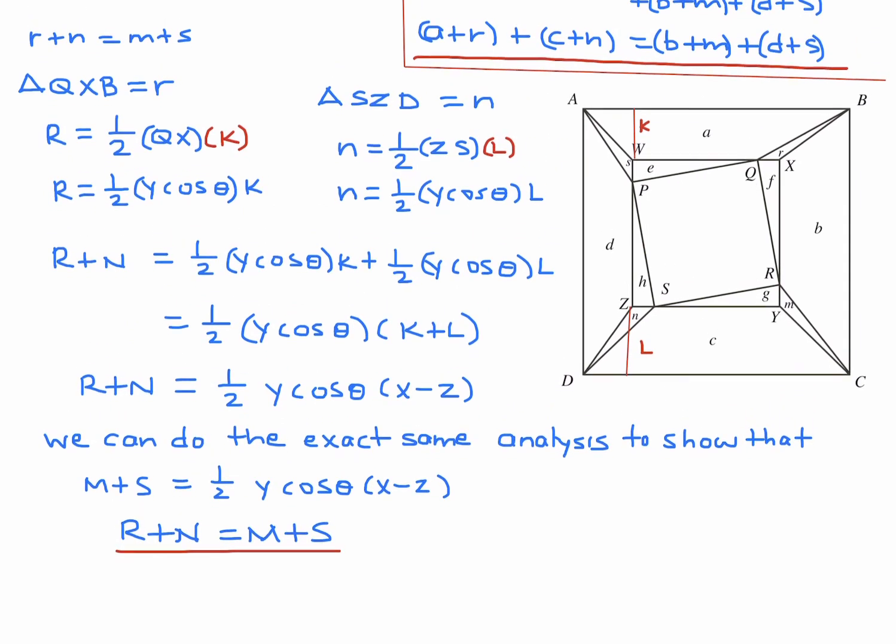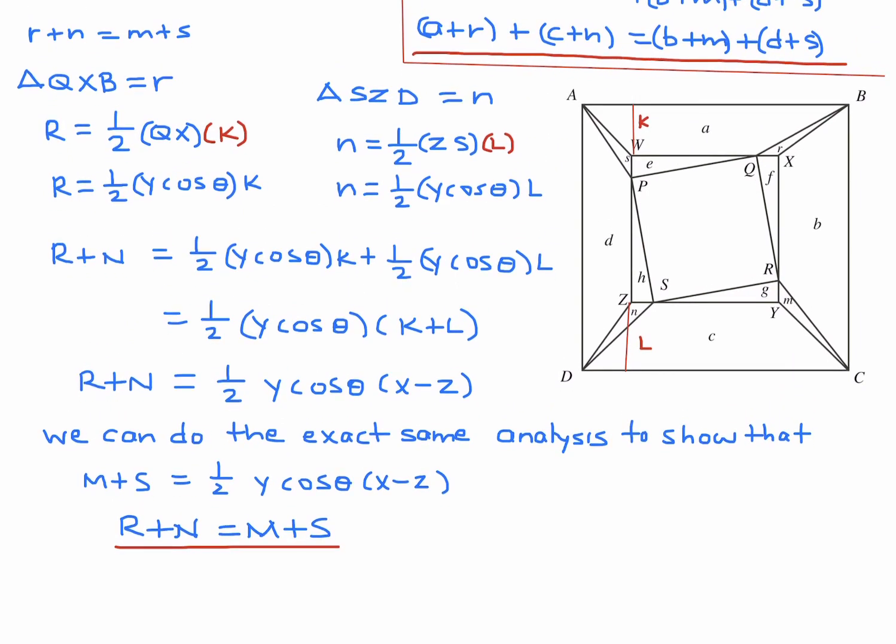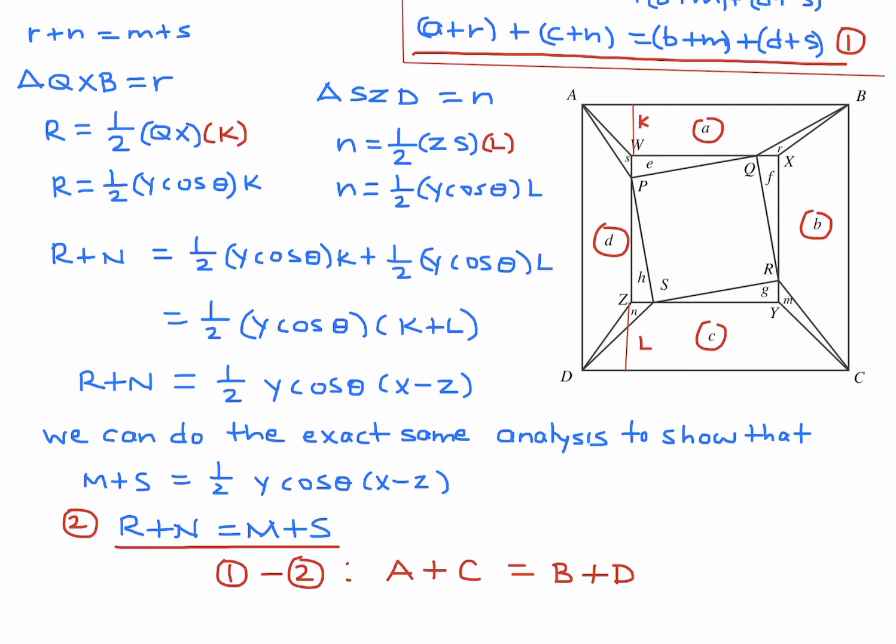So our first finding that was very important was this one. We call this equation 1, and then this is our equation 2. And what we are going to do is combine them. So we are going to do 1 minus 2. And when you do that, I'll keep them on the screen. 1 minus 2, you are left with just a plus c is equal to b plus d. Where a, here's b, here is c, and here's d.